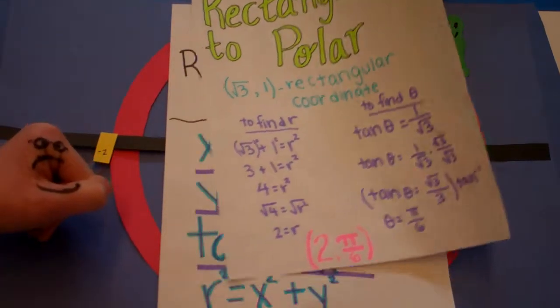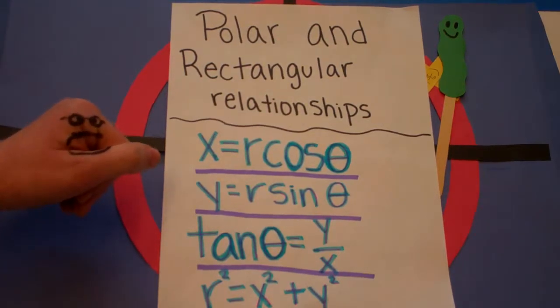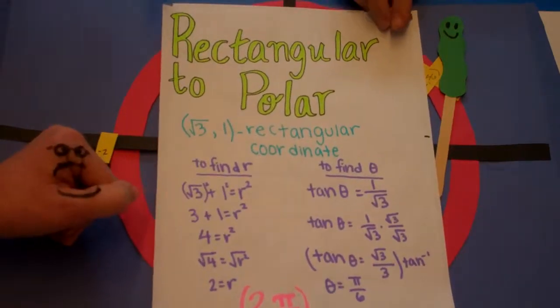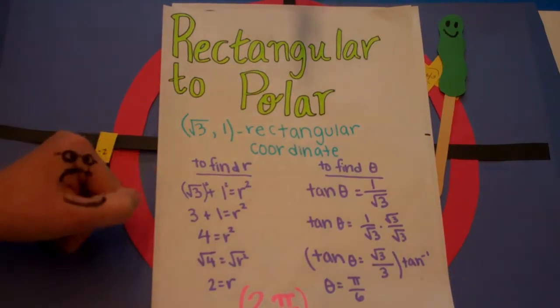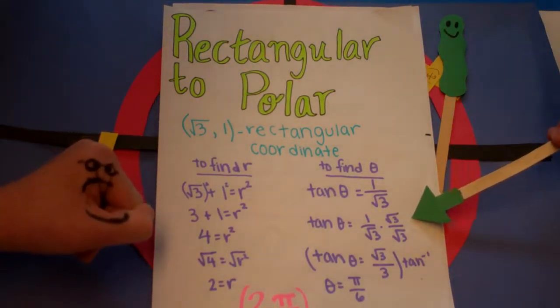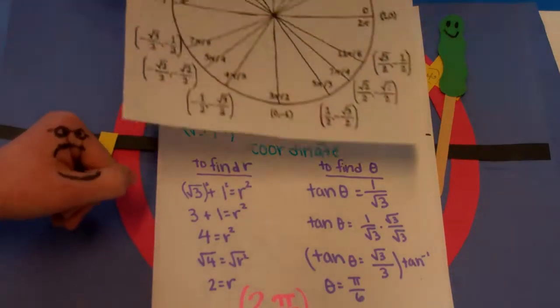Now which equation should we use to find theta? Tangent theta is equal to y over x. Very good! Let's plug in x and y in the equation. To find theta, we use the equation tan theta equals 1 over root 3. To simplify this fraction, we multiply both the numerator and the denominator by root 3. We then get tangent theta equals root 3 over 3.